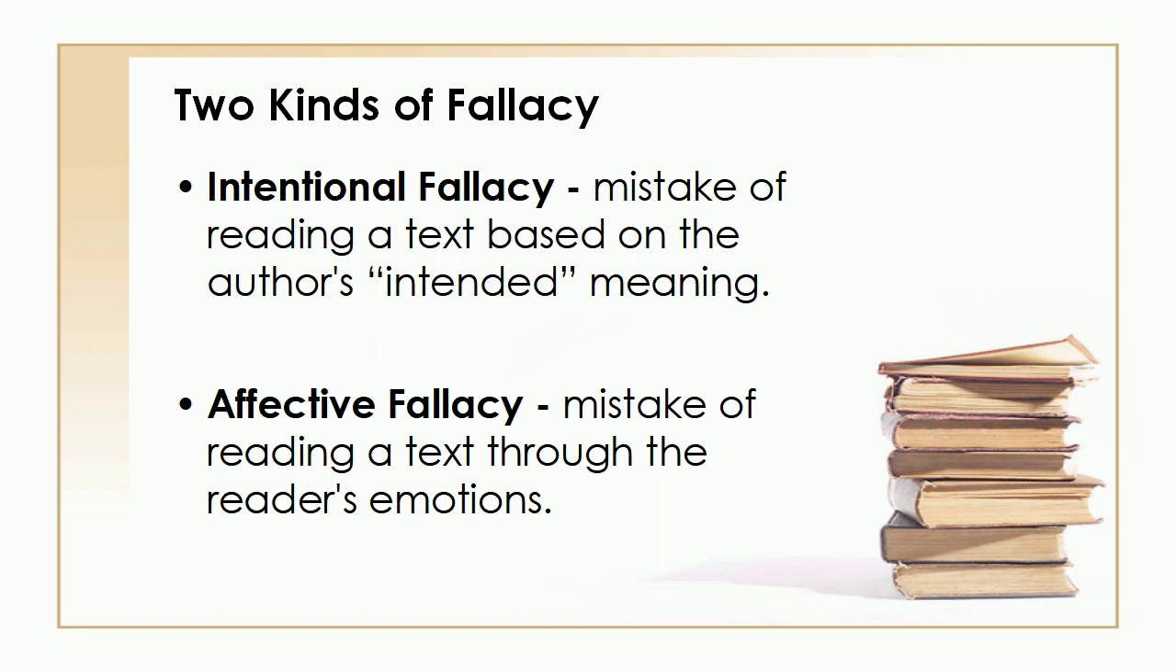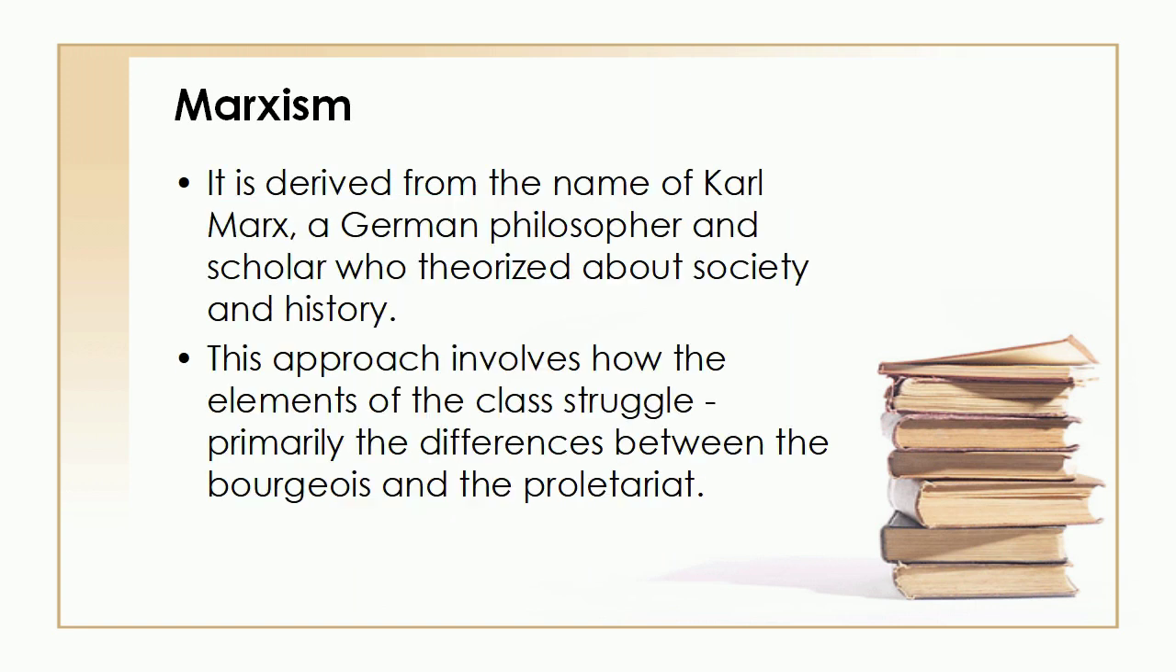Okay, so the fourth approach is Marxism. Marxism is derived from the name of Karl Marx. He is a German philosopher and scholar who theorized about society and history. So, from the description of Marx, you can already identify that Marxism focuses on society or the societal issues faced by the characters or by the persona of our text.